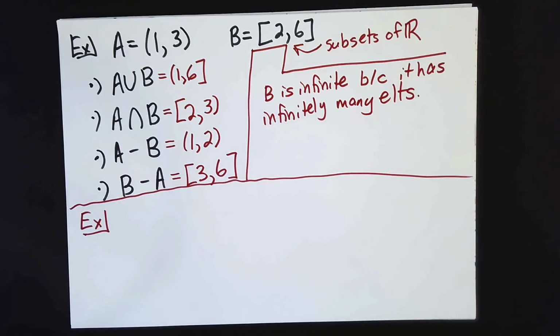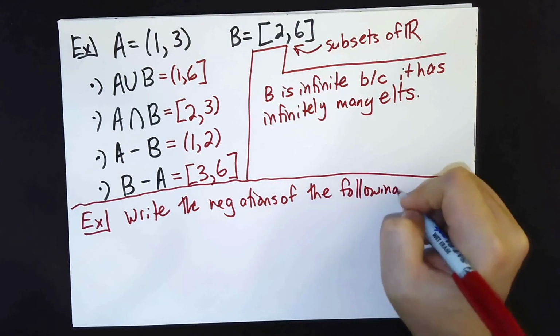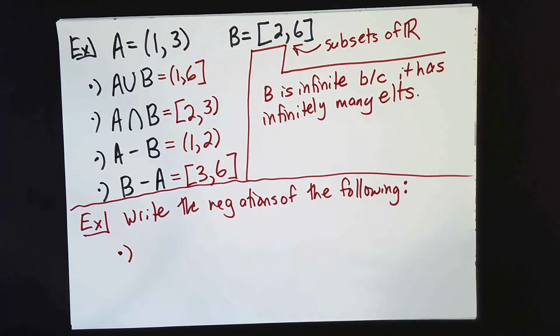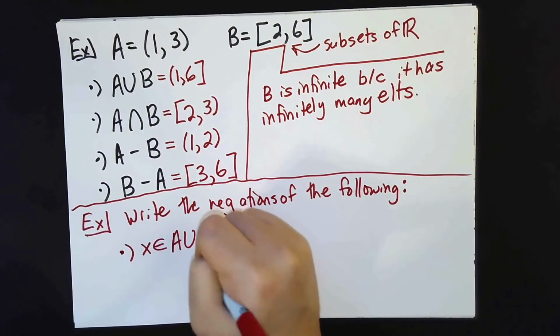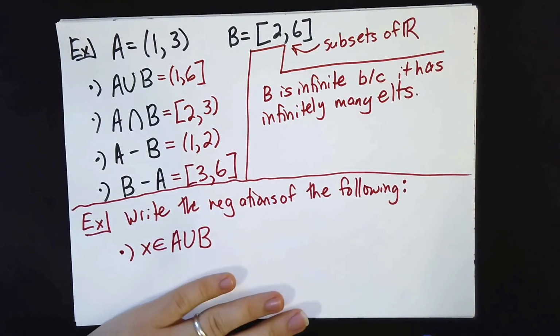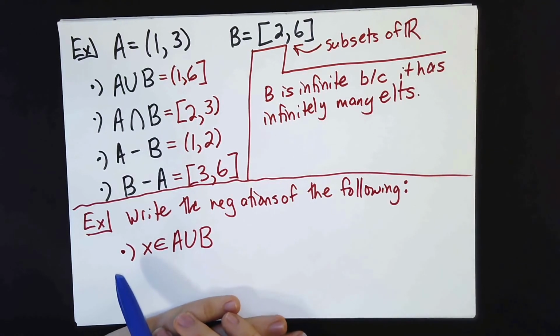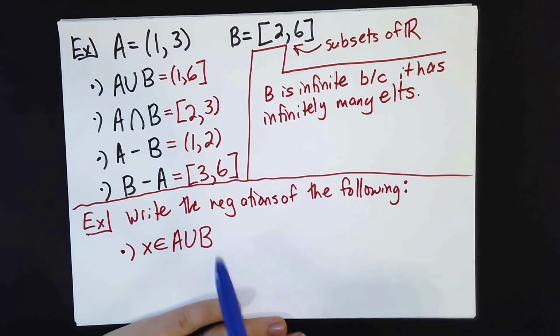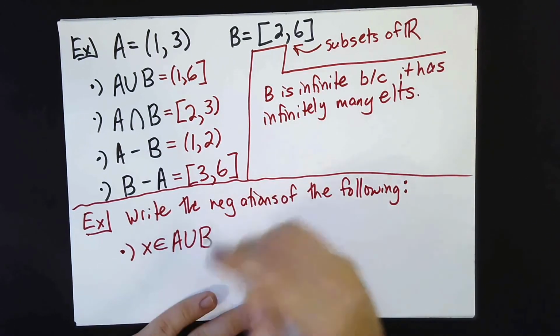I want to do a little bit of practicing putting this section's material together with the previous section's material. So I want to write the negation of some statements involving these. So let's try writing the negation of X is an element of A union B. Now, you could just write X is not an element of A union B, but that turns out not to be super helpful. So the first thing I want to do is re-spell out what this actually says.